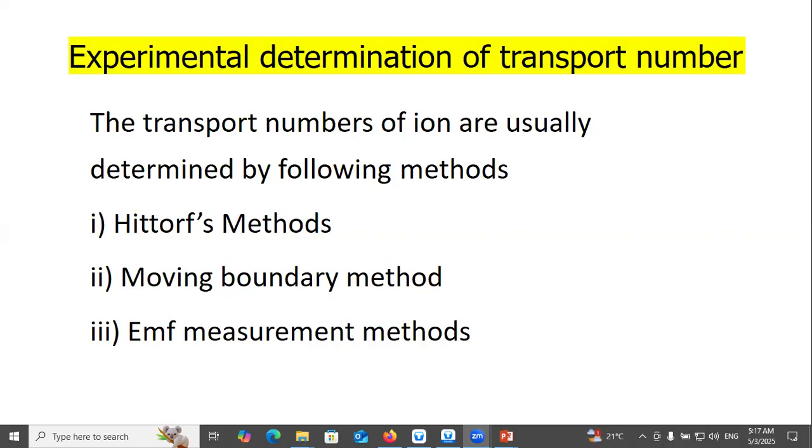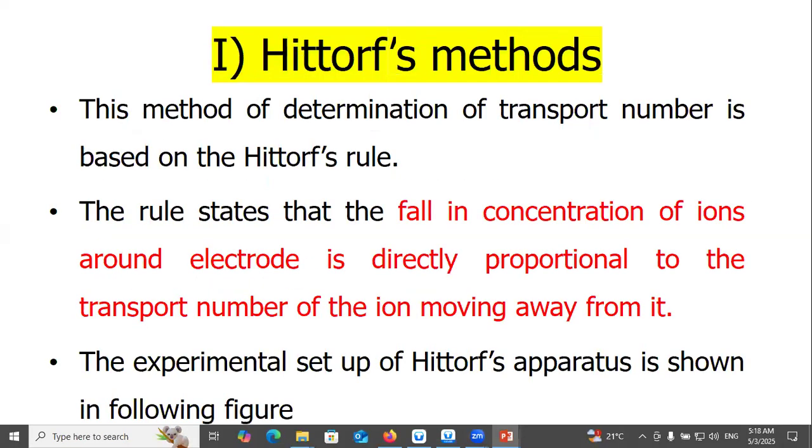Experimental determination of transport number. The transport number of ions is usually determined by three methods: Hittorf's method, moving boundary method, and EMF measurement method. First of all, Hittorf's method.